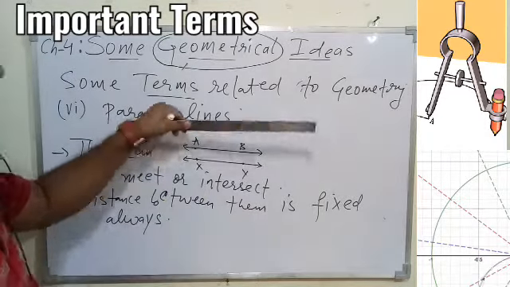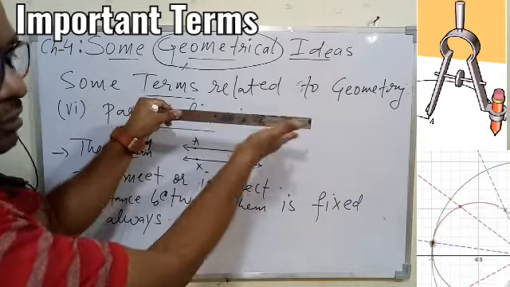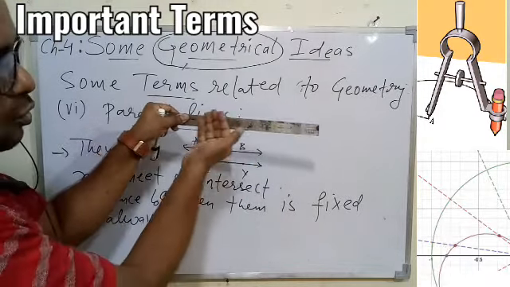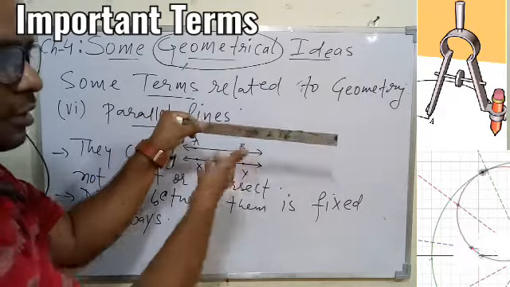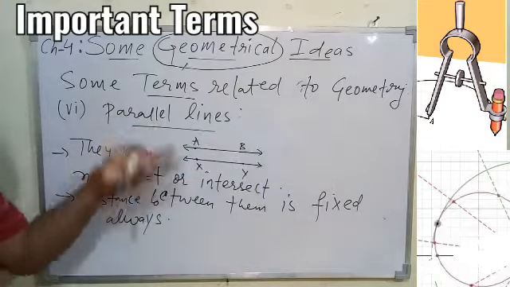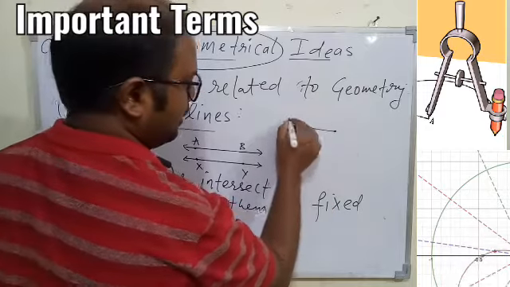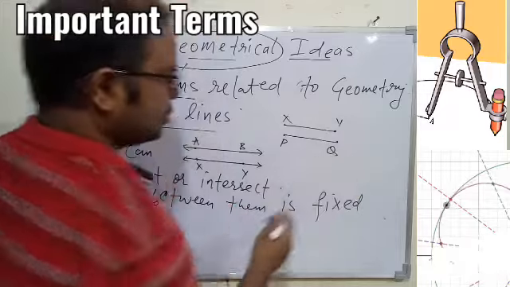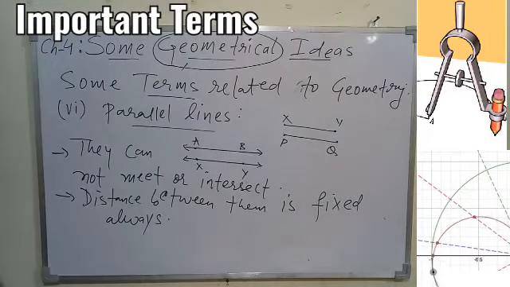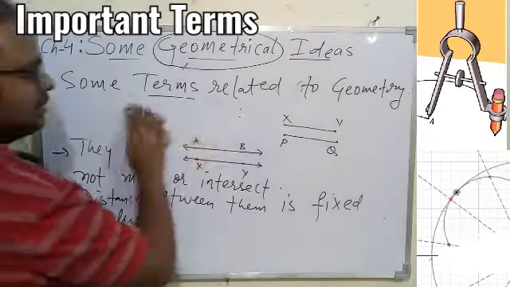So you understood, even if you see the scale, we can see one line at the top, one line at the bottom, and between the two the distance is the same throughout. So we can say it is also made up of two different parallel lines or line segments. So the lines can be parallel, line segments can be parallel, that is also possible. So we can have XY, we can have PQ. Even these two line segments are parallel to each other because between the two the distance is the same and they cannot intersect. So I hope you understood the meaning of parallel lines.